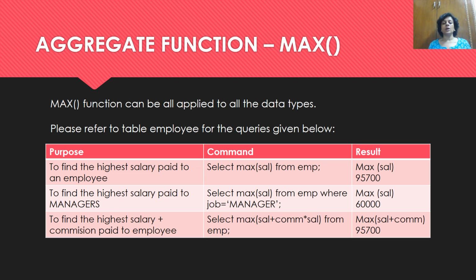To find the highest salary paid to managers, the command would be: select max(sal) from emp where job equal to manager, and the output of this command would be 60,000, which is the highest salary paid to managers of the table emp. To find the highest salary plus commission paid to an employee, the command would be: select max(sal plus comm) from emp.